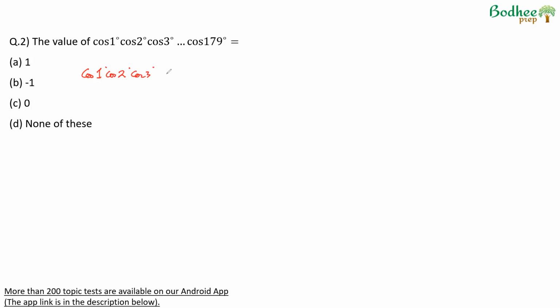If we write all the terms, there will be a term which will be cos 90 degree in the middle somewhere, going up to cos 179. Now, all of these terms will have some value. Cos 90 is 0. So this will be some value into 0 into some other value. 0 multiplied to anything gives us 0, and therefore the answer to question 2 becomes option C.